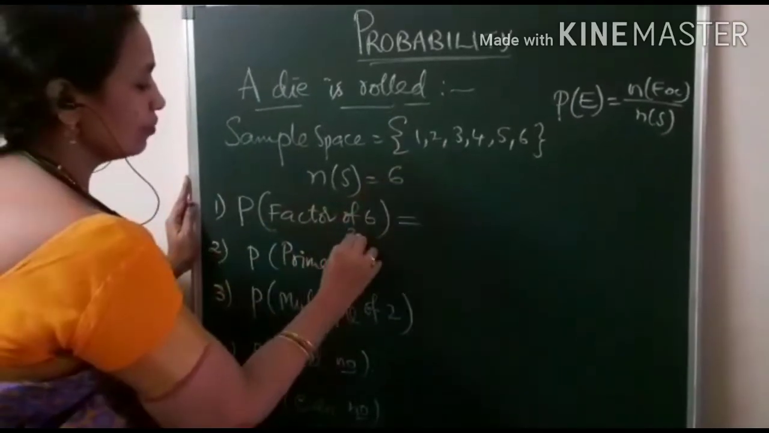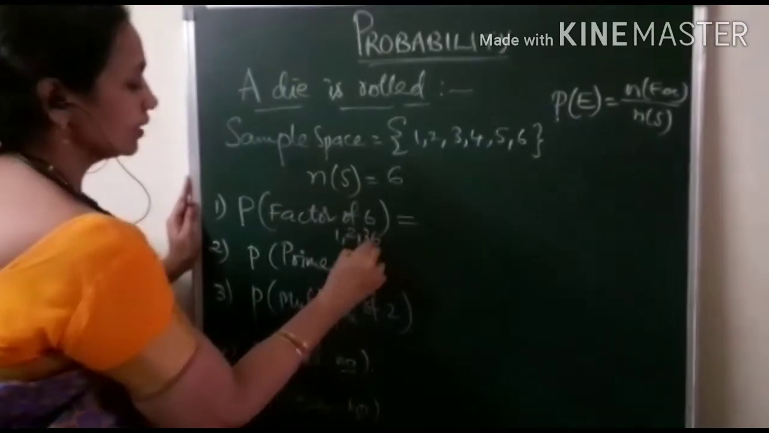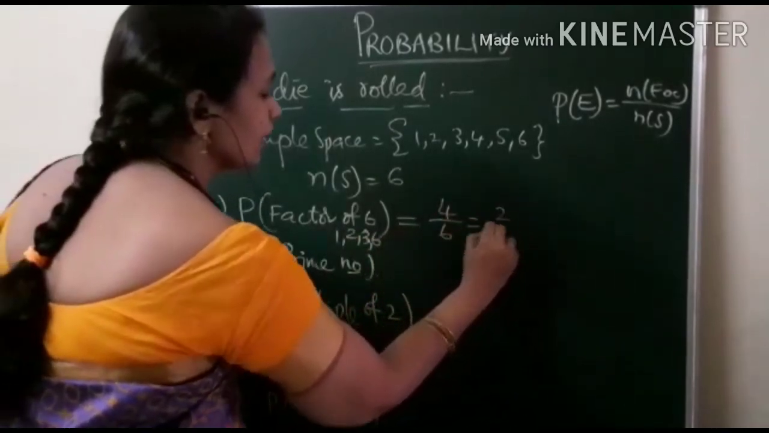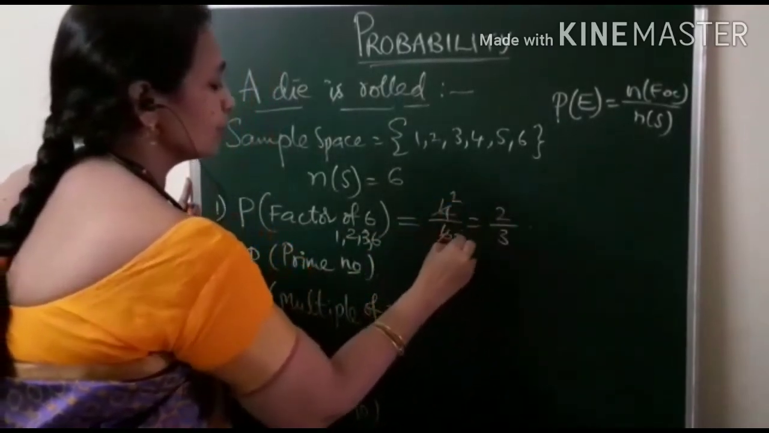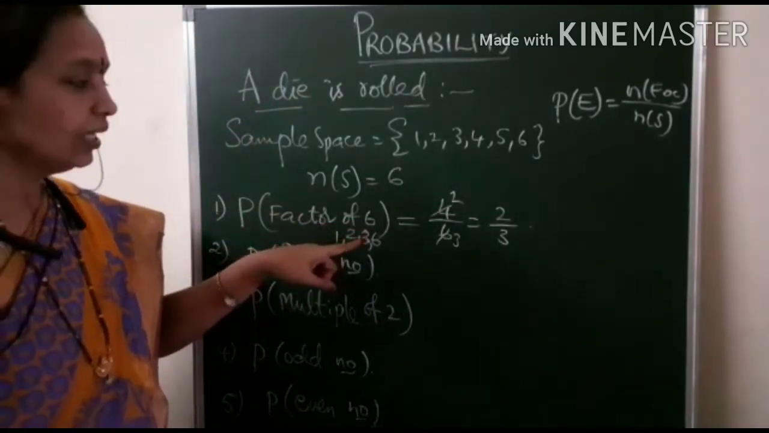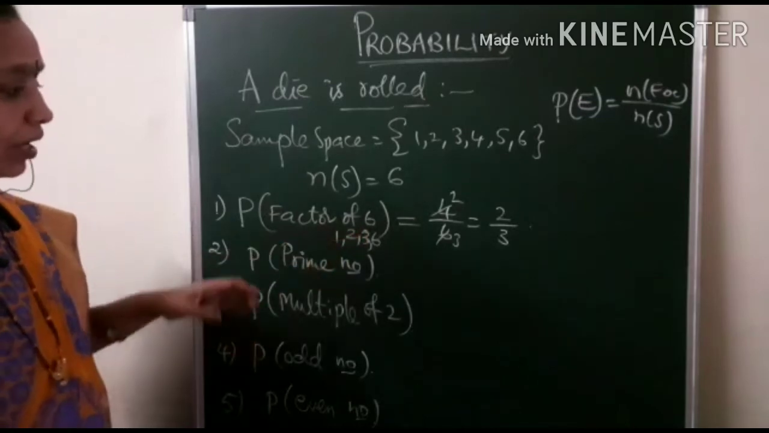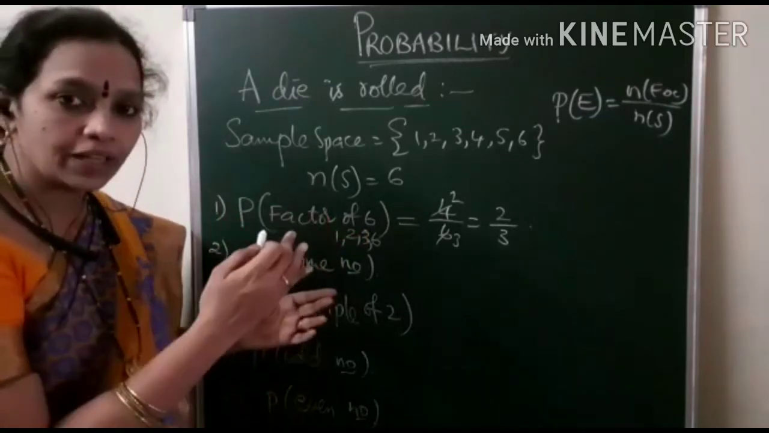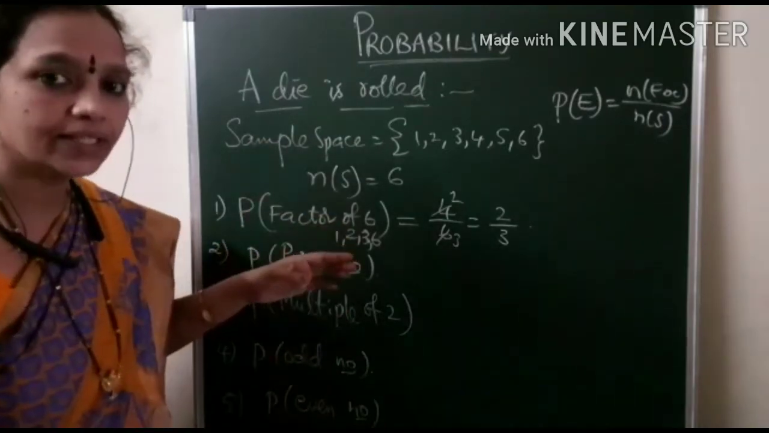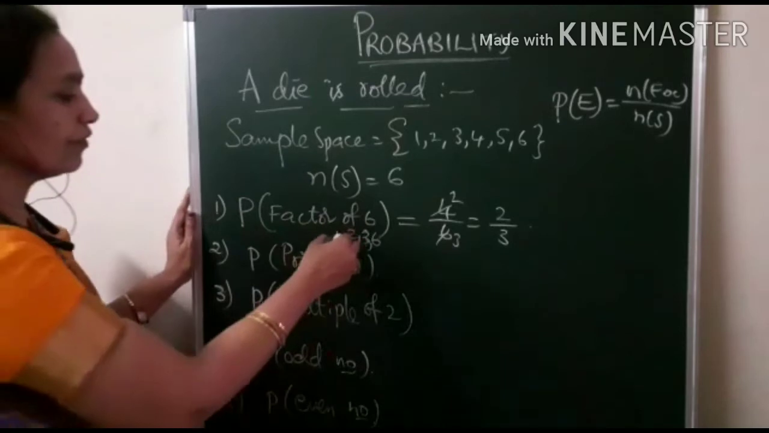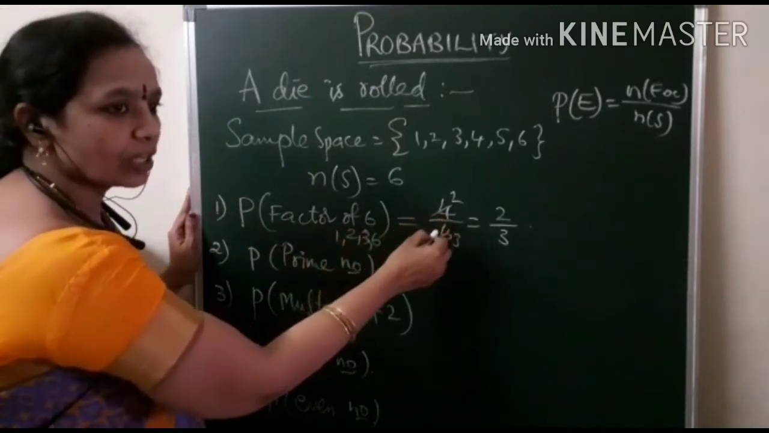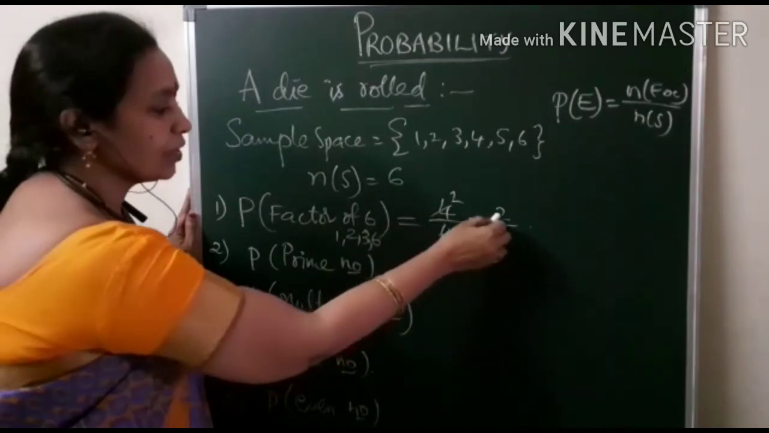Factors of 6 are 1, 2, 3, 6. So how many outcomes are there? 4 outcomes. 4 by 6 is nothing but 2 by 3. 2 by 3 is the probability of factor of 6. Okay. So like that you can write stepwise how to do. I already explained in the previous video. But here I am directly writing for 1 mark questions. So if they are asked, how to identify the favorable outcomes and how many favorable outcomes are there. So favorable outcomes by total outcomes is nothing but 2 by 3.